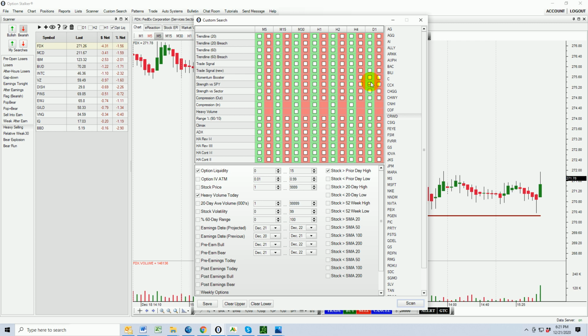Ding, ding, ding, ding. Opening bell. Oh, it also has heavy volume. Oh, it's got great option liquidity. Hey, it's above the prior day's high. And guess what? I've got a couple of flat green bottom candles in a row. That stock's going to go higher. That's how you can use it.